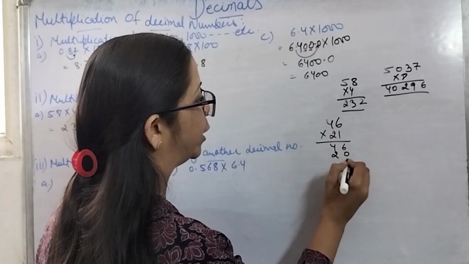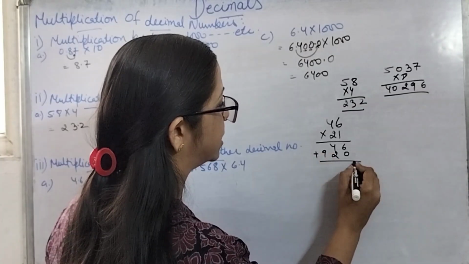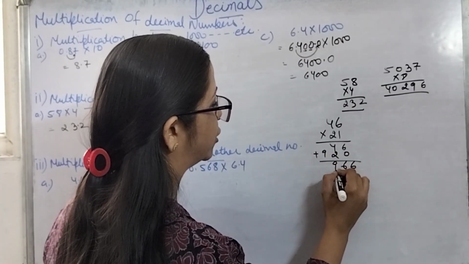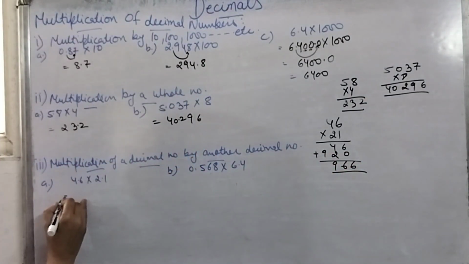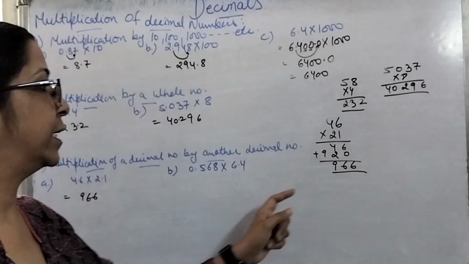6 2s are 12, 2 carry over 1. 4 2s are 8 and 1 is 9. We will be adding it: 6, 4 2 6, and it is 966. So the product of 46 and 21 is 966.